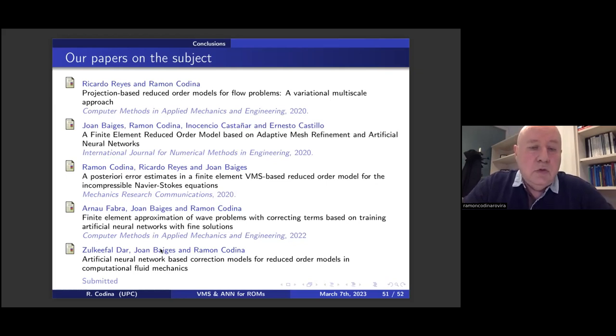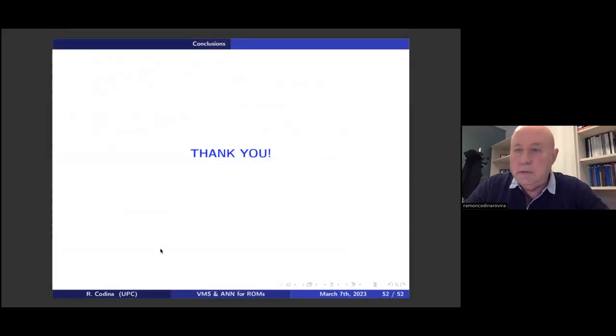Then the use of corrective terms using artificial neural networks was introduced in the second paper. Then we also proposed a way to design a posteriori error estimates in the third paper. And the two last papers are applications of that correction based on neural networks that I have explained. One applied to the coarsening of fine meshes or fine time discretization, and the other applied to the reduced order models. So thank you very much for your attention.